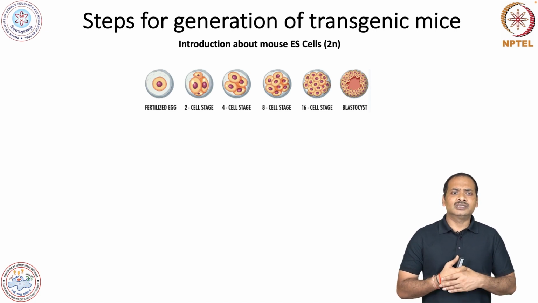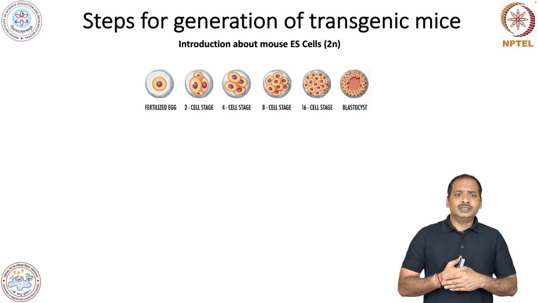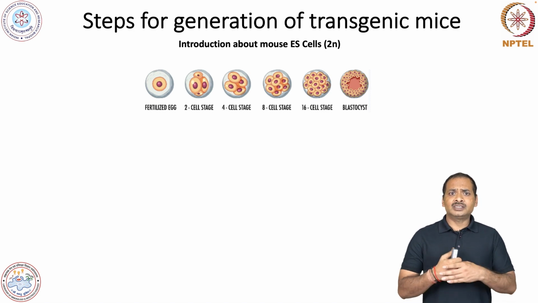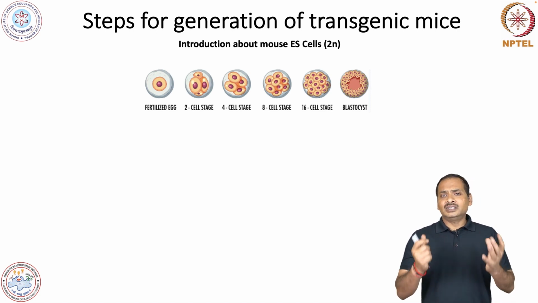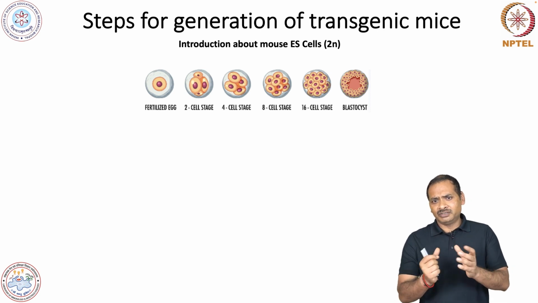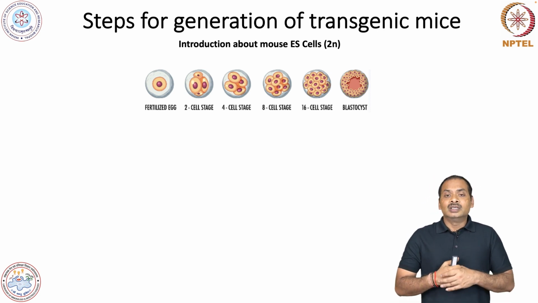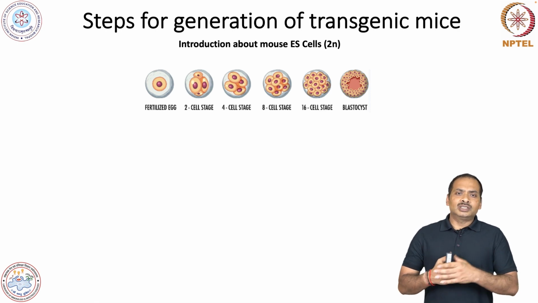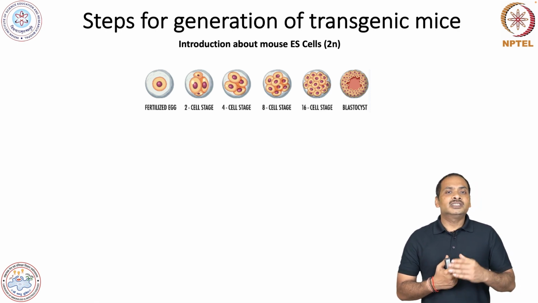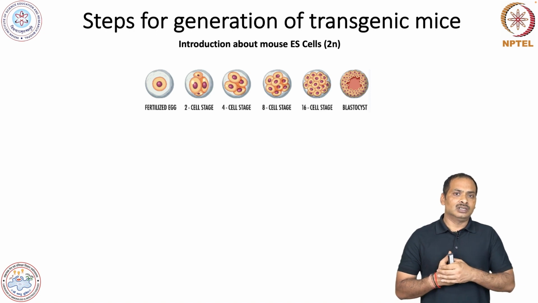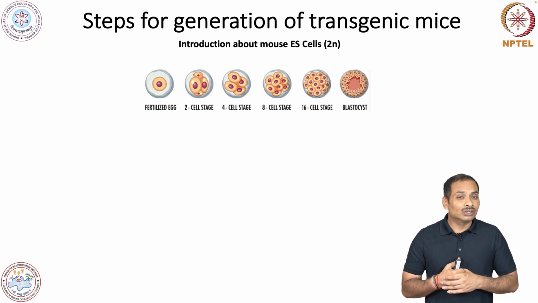As you can see in this image, there are different developmental stages of the embryo: a 2-cell stage after fertilization, then 4-cell stage, 8-cell stage, 16-cell stage, and then the blastocyst, which has a cavity that we call the blastocoele. We take out this blastocyst and then take out the inner cell mass, and this inner cell mass we use as embryonic stem cells.